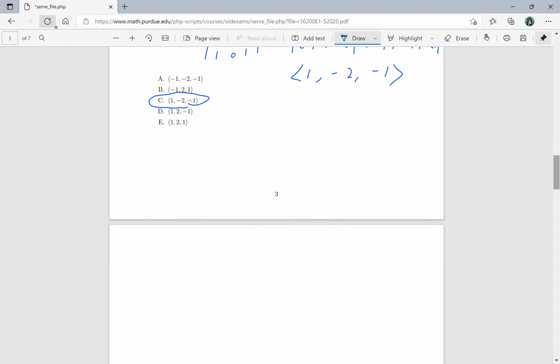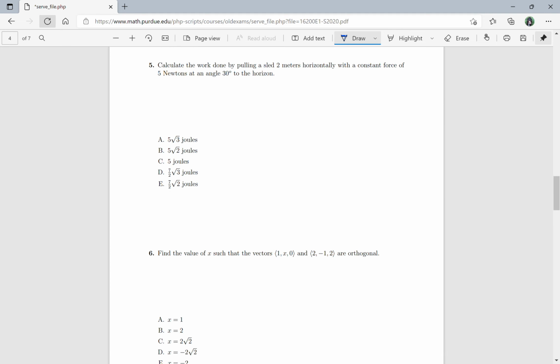Moving on to 5. The work done by pulling a sled 2 meters horizontally with a force of 5 newtons at an angle of 30 degrees. Work is force times distance times cosine angle. So we have 5 newtons times 2 meters times cosine 30 degrees, or pi over 6 radians. That's 10 newton meters times root 3 over 2. 10 over 2 makes 5. And a newton meter is a joule. A.